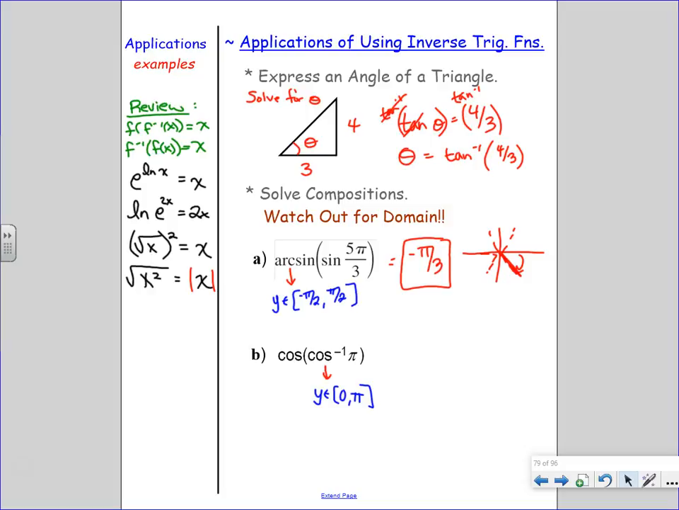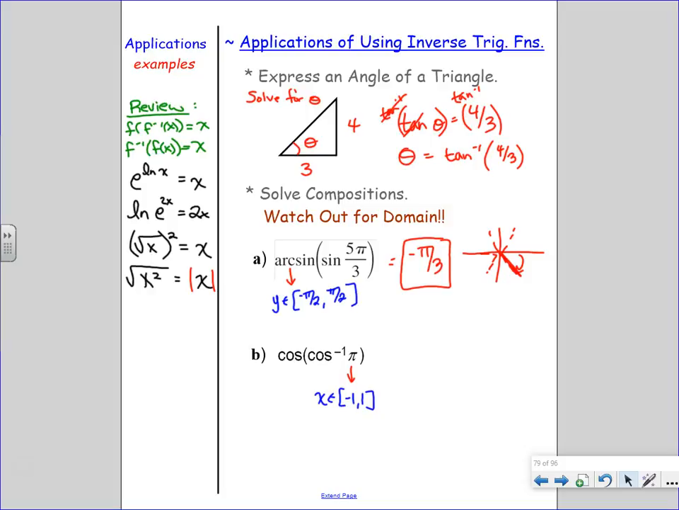Except, is pi what's allowed to go in or what's allowed to come out? Is pi the domain or is pi the range? What's allowed to come out of a cosine inverse is 0 to pi, but they tricked us. This pi is going in, not coming out. What's allowed to go into cosine inverse? Negative 1 to 1. How big is pi? 3.1415926. Is he in between 1 and negative 1?